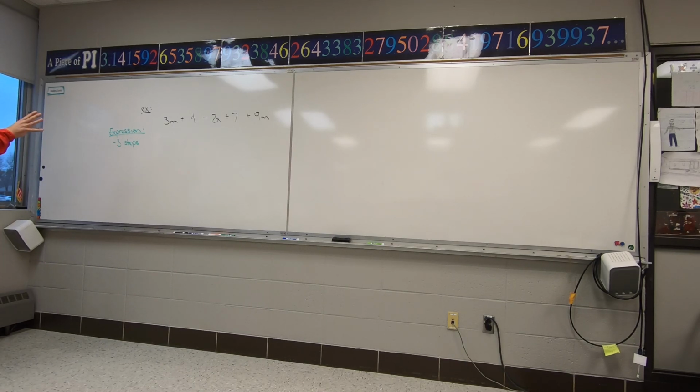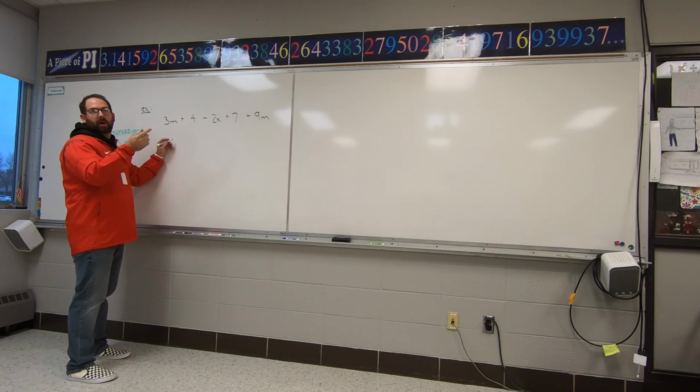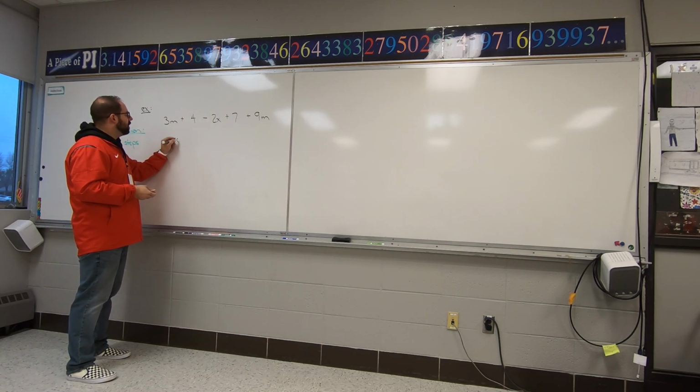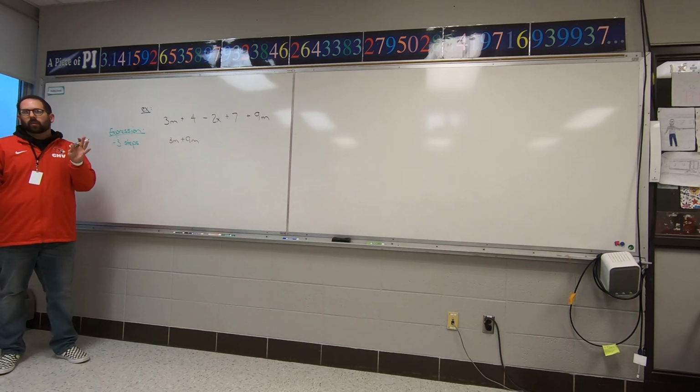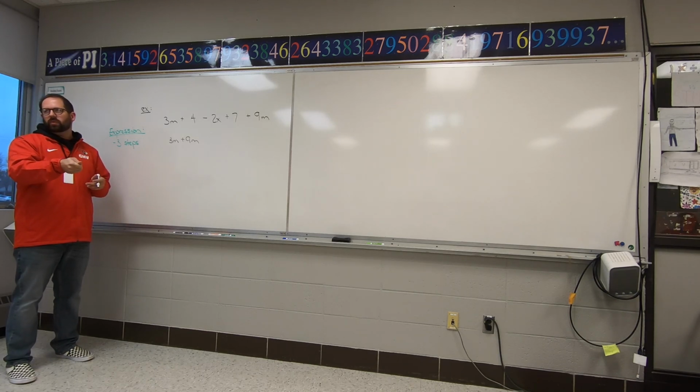Okay, so here's our first example. What do we need to combine on this problem? Like terms. What are my like terms? You're right. The 3 and the 9, because they have the m's on them. So you can move them wherever you want. If you want to move the m's out front, so be it. If you want to put the m's in the back, cool. I don't have a specific spot where they need to sit. You just need to realize those are the 2 you need to put together.